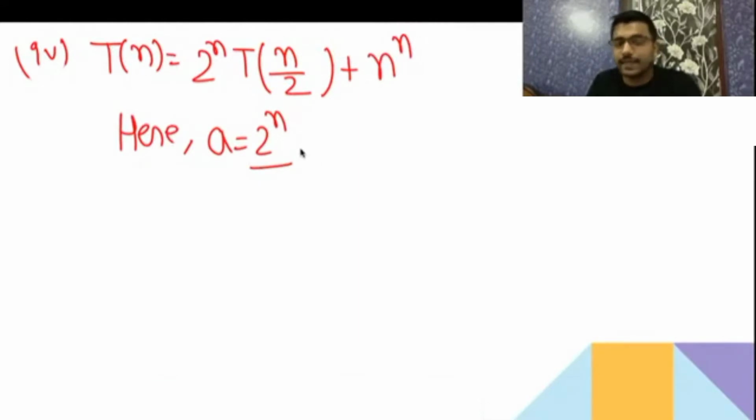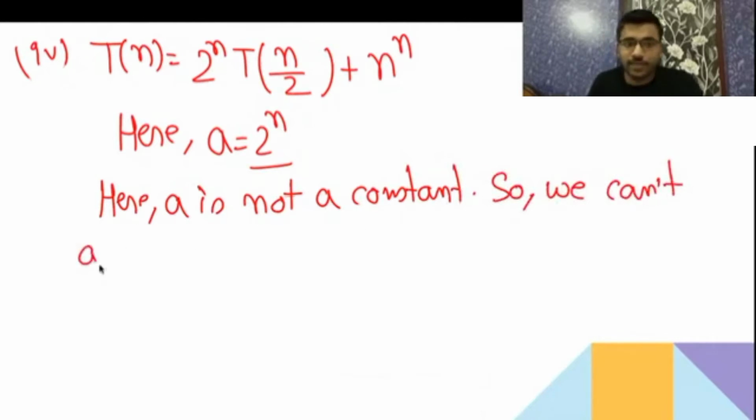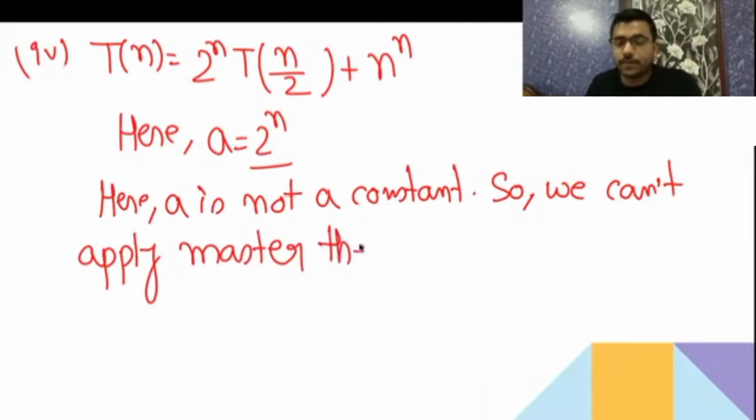See, here A is not a constant, it is 2 to the power n, so here we can't apply the master theorem. We can't apply master theorem. Understood? Now see the next one.